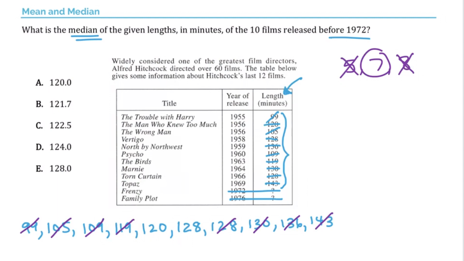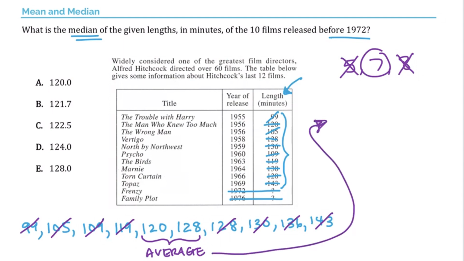But when you have an even number in your set, when you're left with these two in the middle, remember that what we do now is we have to find the average of those two numbers left in the middle. So how do we find the average? Well, we just did this in the prior question. Remember, we're going to add them together.